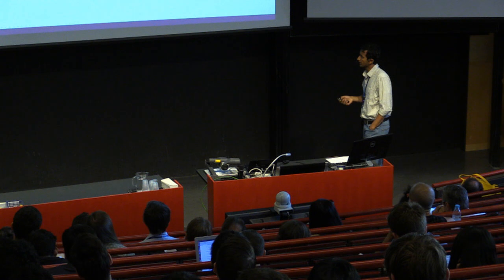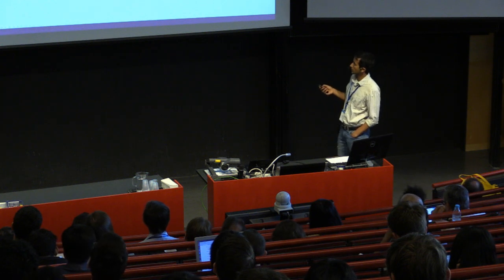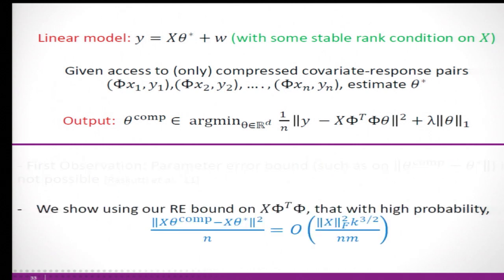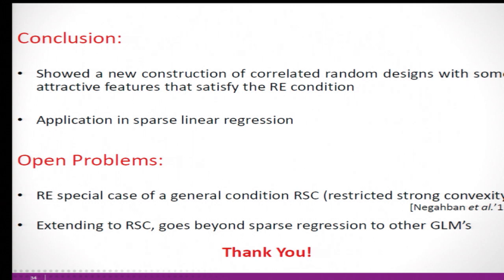It's not hard to show that parameter error bounds would be ruled out in this situation, because we just have a stable rank assumption on X, and we typically need a much stronger assumption on X to get a parameter error bound. But what we show is that we can get a prediction error bound. The prediction error goes down as a function of the Frobenius norm of the matrix X that you have. So let me conclude. We have a new construction of correlated random design matrices that have an explicit RE bound and which has application in sparse linear regression.